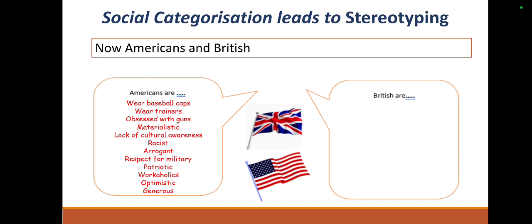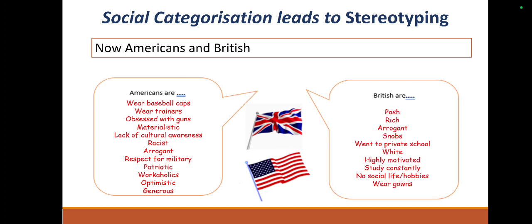Okay, so my list. Americans are all baseball cap wearing, wear trainers, obsessed with guns, materialistic, don't have cultural awareness of other nations in the world. They're racist, they're arrogant, they have a respect for the military, they are extremely patriotic, they are workaholics, they are always optimistic, and they are largely generous. Whereas British are posh, rich, arrogant, snobs, go to private school, white, highly motivated, study constantly, have no social life, so don't exercise or have any hobbies, and wear gowns.